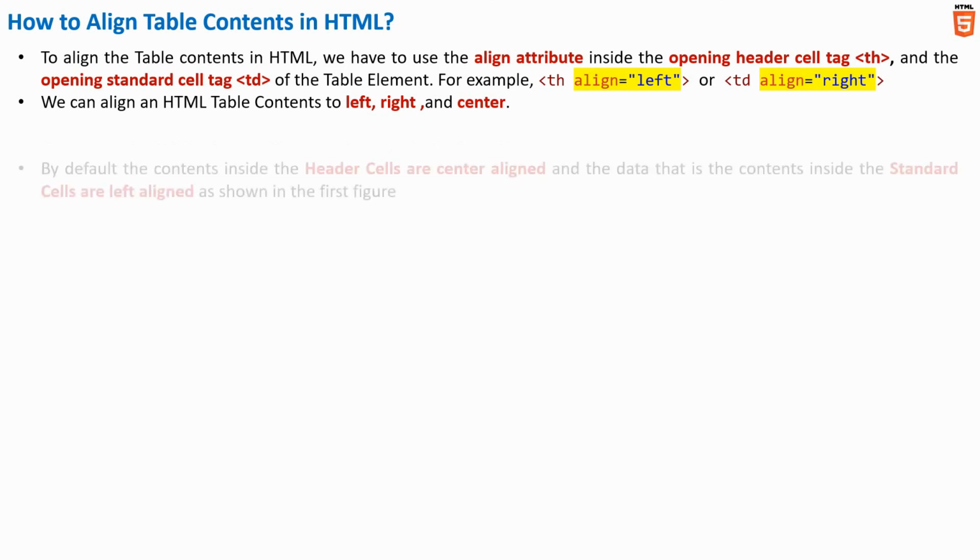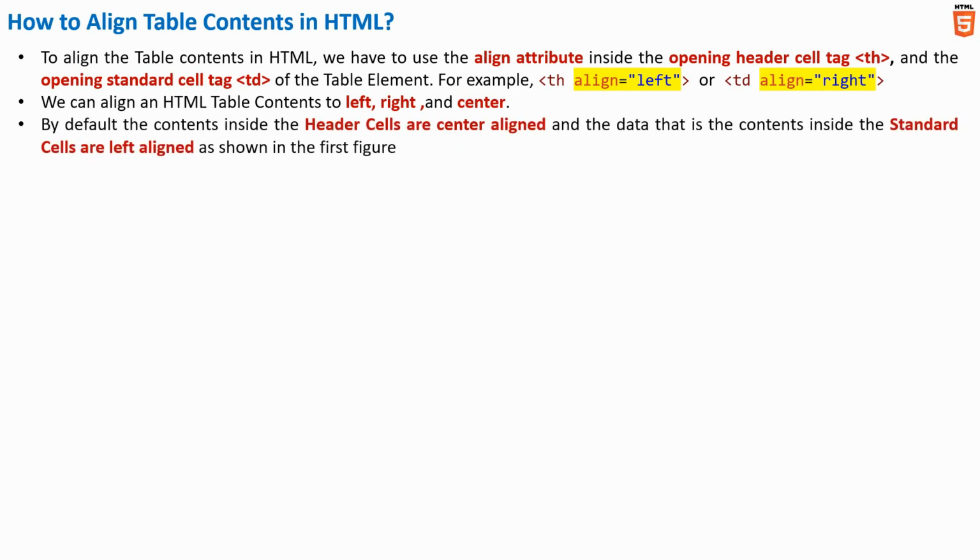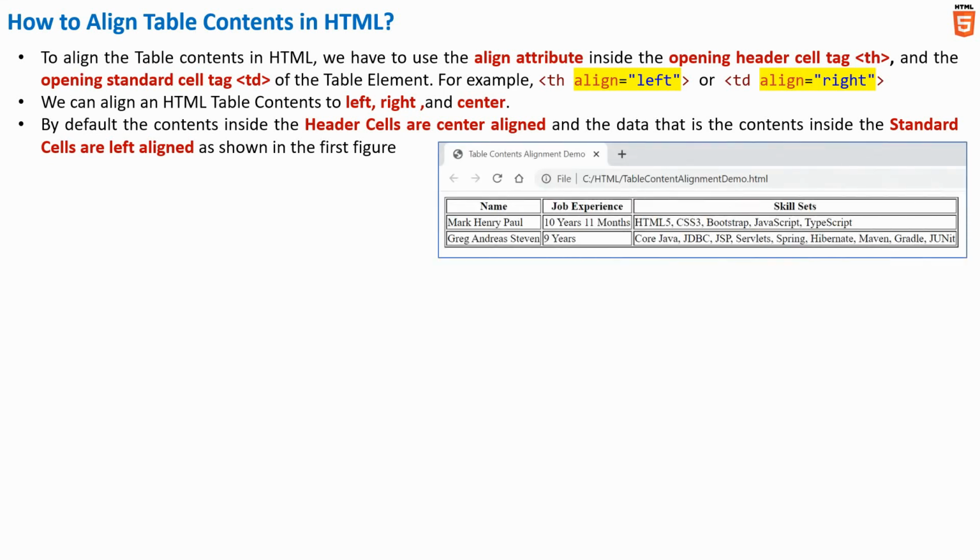The point to remember here is, by default, the content of the header cell elements are center aligned with respect to the cell, and the content of the standard cell elements are left aligned with respect to the cell. Now to give you a better view, let me show you our default table content alignment. Here we can see that the headers are center aligned, whereas all the data are left aligned. That is, name, job experience and skill set are all center aligned, and whatever rows of data we have, all these data are left aligned.